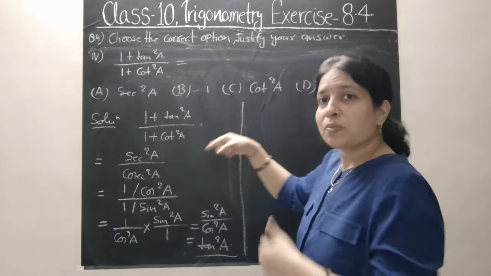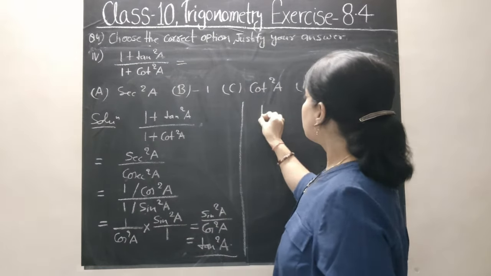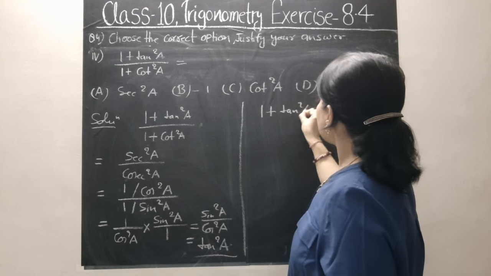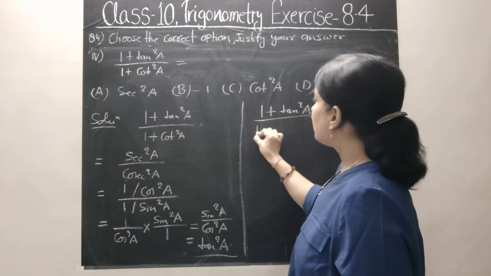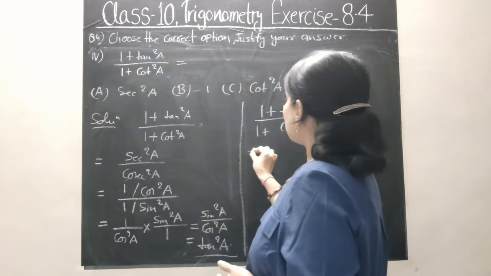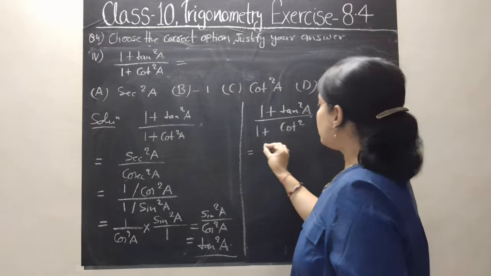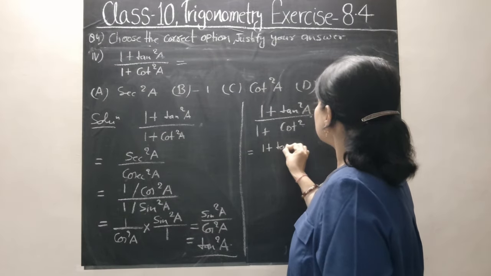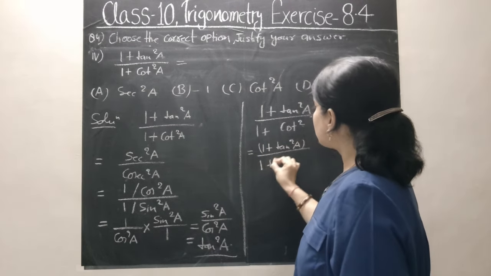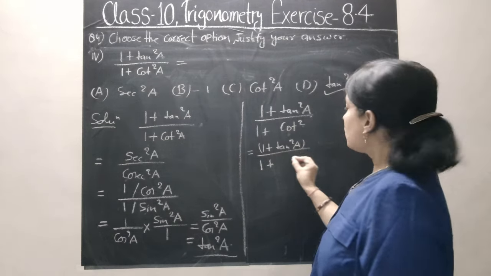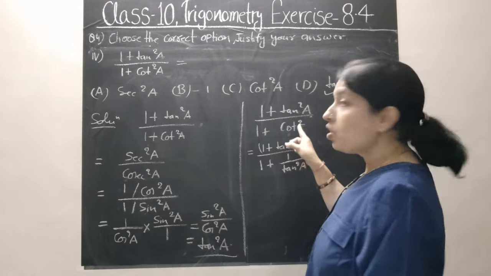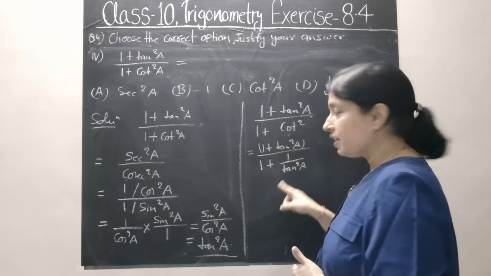You can solve this by another method. Let us see here, the second method. First, write what is given: 1 plus tan square A divided by 1 plus cot square A. This is the second method. So write 1 plus tan square A as it is, and write here 1 plus, in place of cot, write tan. So it comes 1 by tan square A, because cot square A is equal to 1 by tan square A.